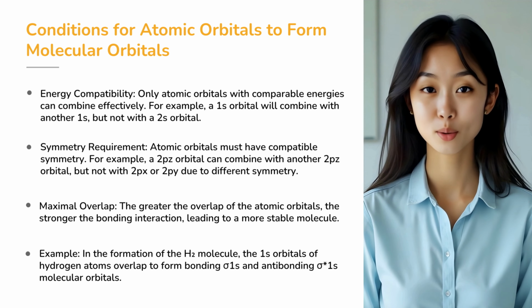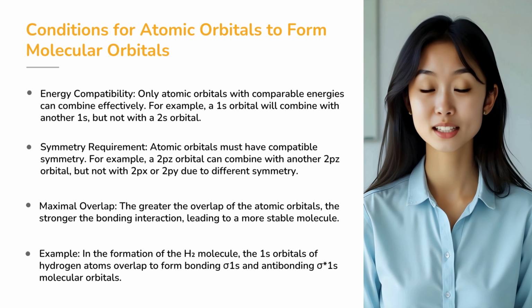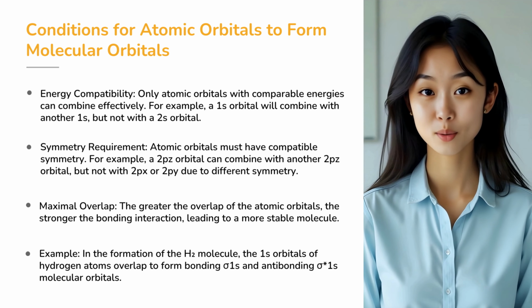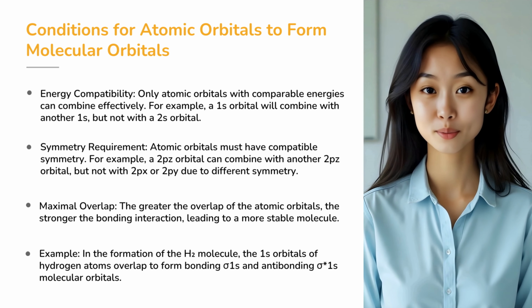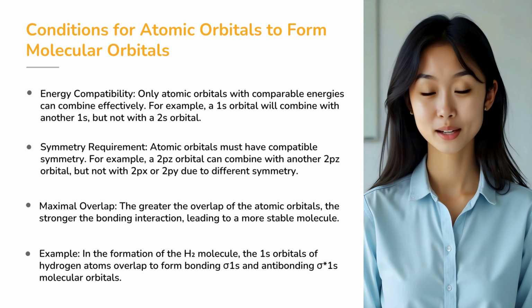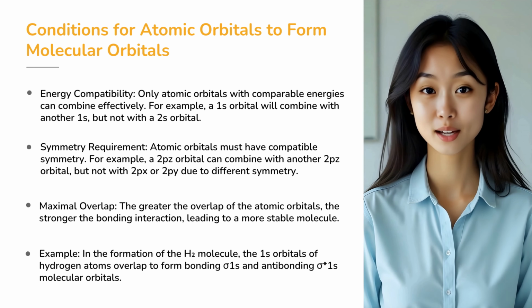Lastly, the more the orbitals overlap, the stronger the bonding. The greater the overlap, the more electron density is shared between the nuclei, which leads to a stronger bond. So, for effective bonding, the energy, symmetry, and overlap all have to align.